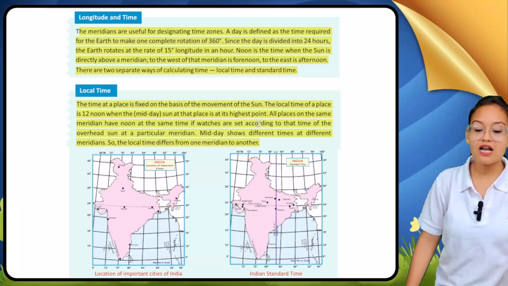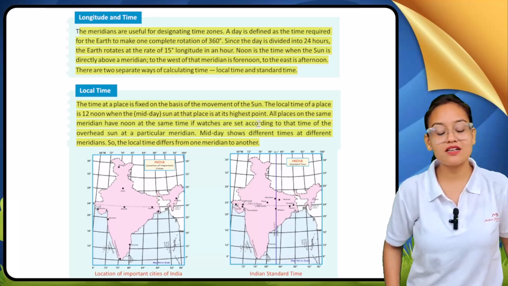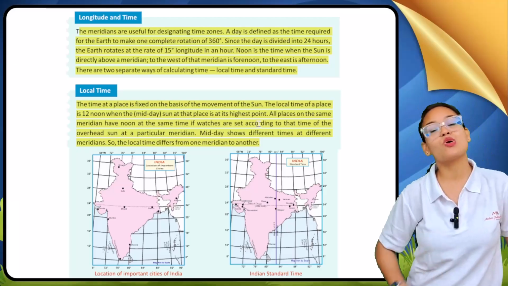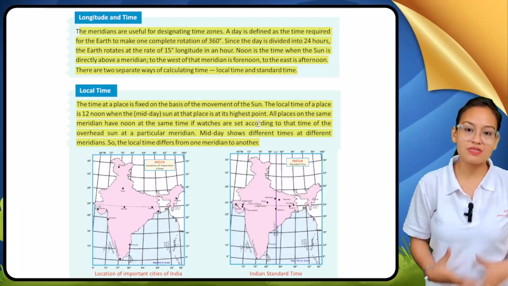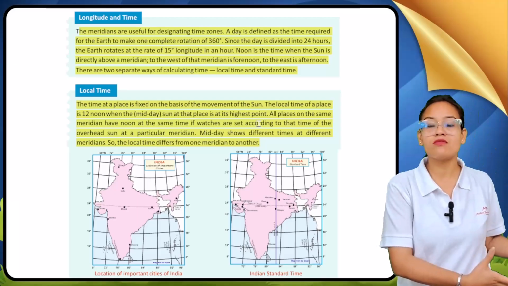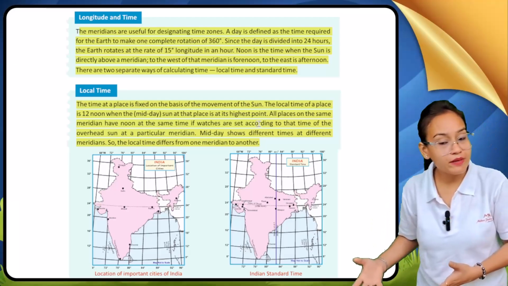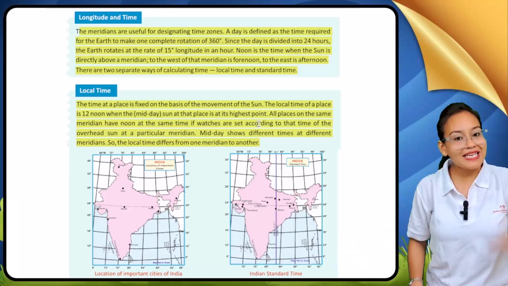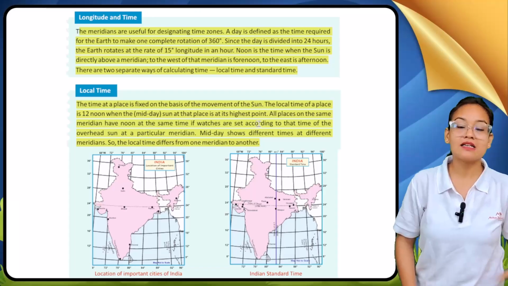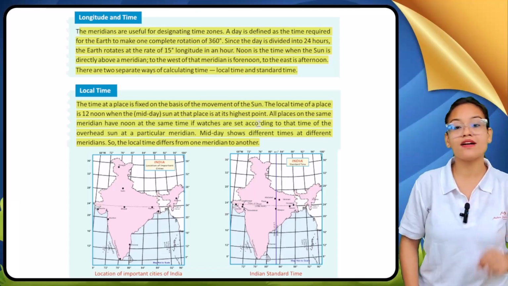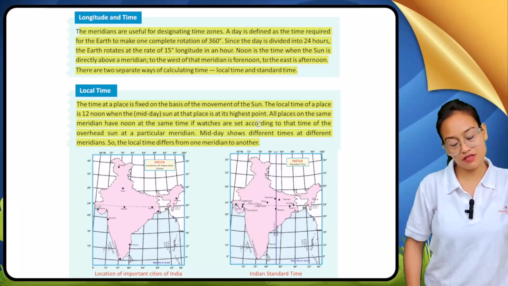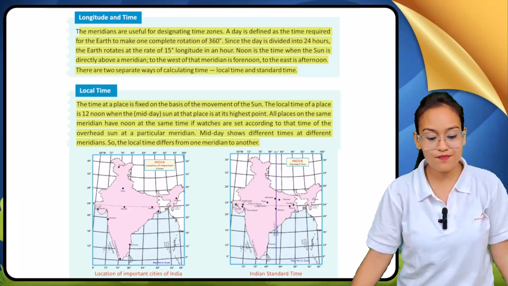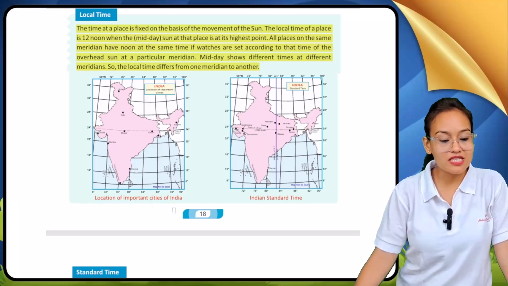Midday shows different times at different meridians, so the local time differs from one meridian to another. Sometimes it is exactly 12 noon, or sometimes it is 12:30 p.m., or sometimes it is 2 p.m. So it shows that the time at each meridian is different from another meridian's time.